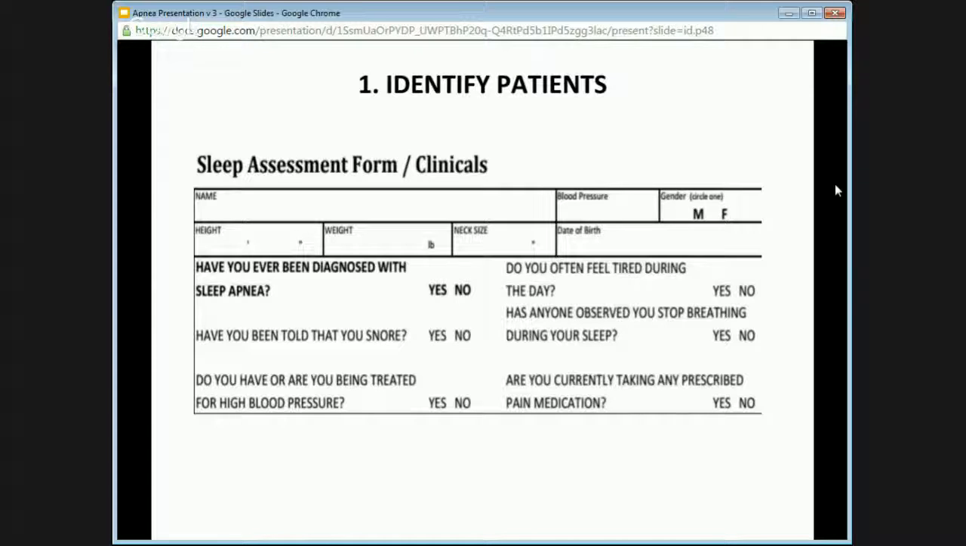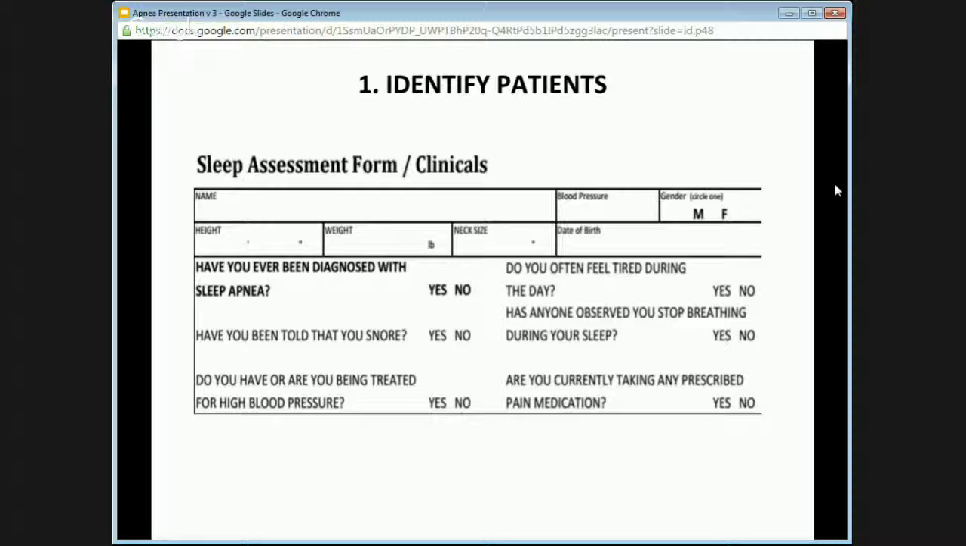So first thing we do, we have actually 3 independent areas on the form that show that they're at risk for sleep apnea, and each area is independent of the other areas. So they could be at risk in one area and not in the other 2, or at risk in all 3 or 2 out of the 3 areas.